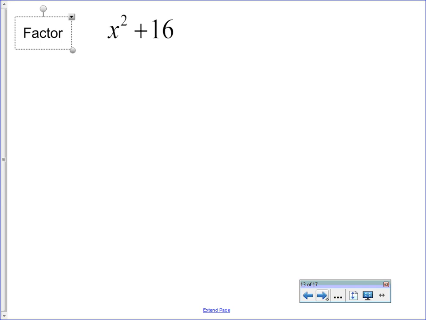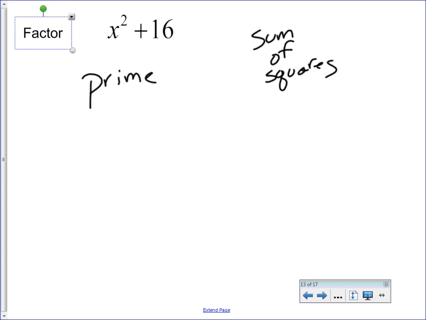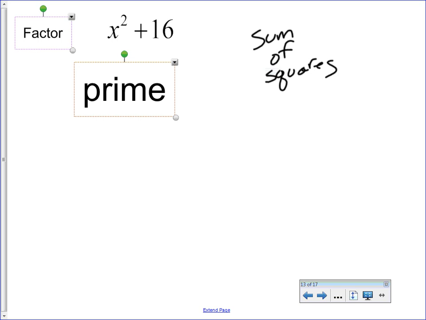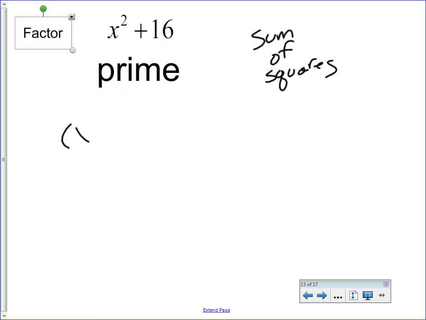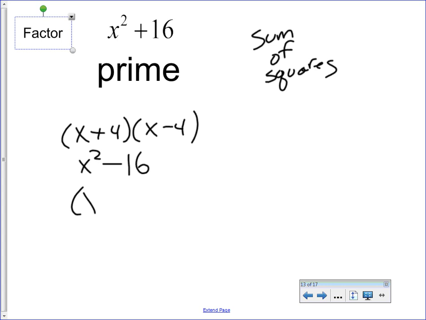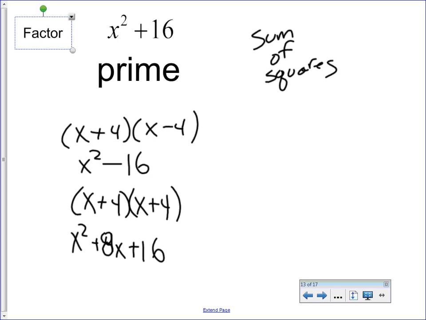Number 12 is a trap. This is the sum of squares. And this is prime. The reason it's prime is a lot of students want to try and do this, but if I FOIL this out, this is x squared minus 16. Or they want to tell me that it's this, x plus 4 times x plus 4. But if I FOIL this out, I get x squared plus 8x plus 16. So there is no way to factor a sum of squares. It is always prime.